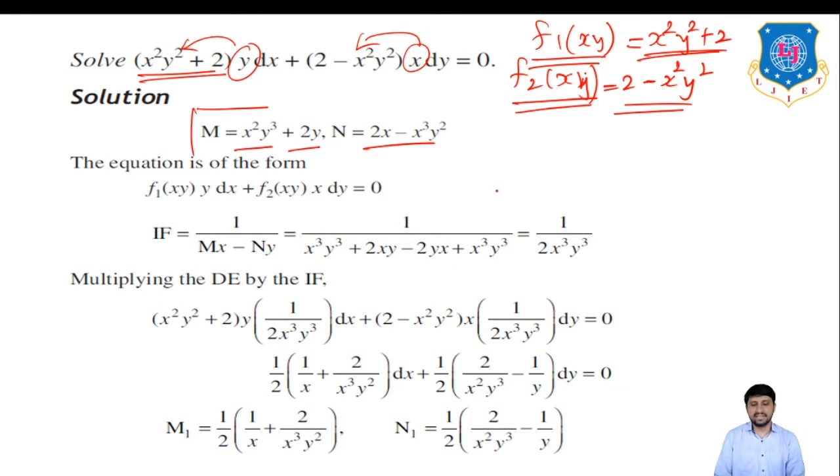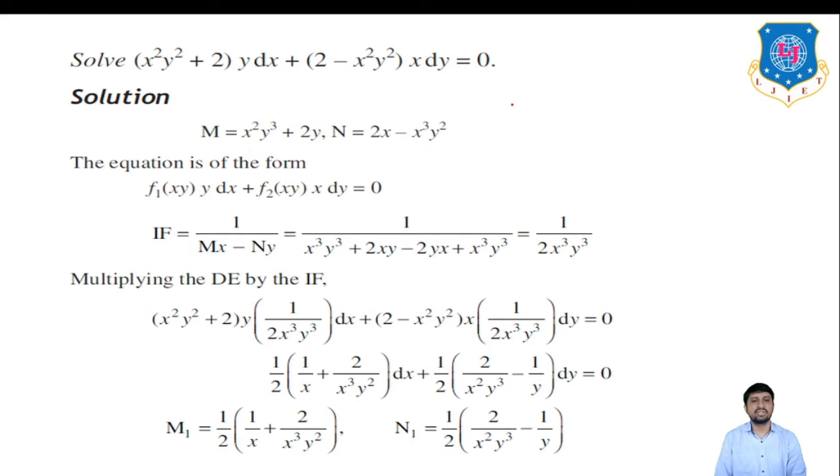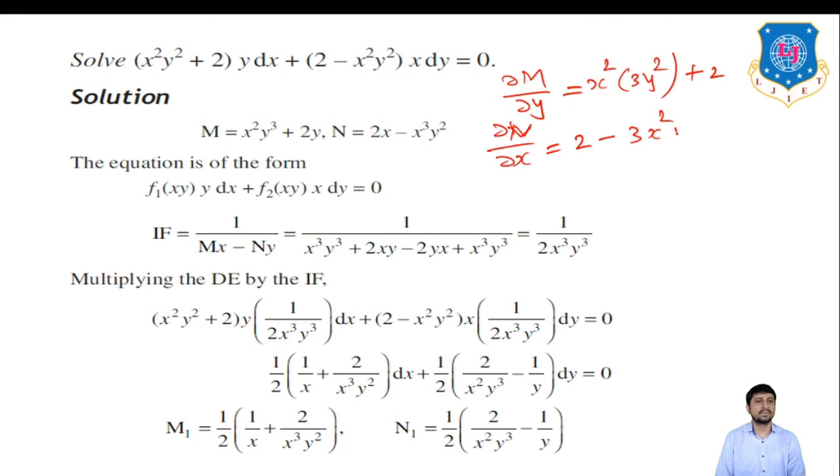So clearly we can check that the differential equation is not exact. Suppose we find del m by del y: x square as it is, into 3y square, so 3x square y square plus 2. And del m by del x is 2 minus 3x square y square. Clear? So del m by del y and del m by del x are not equal, so clearly the given differential equation is not exact.